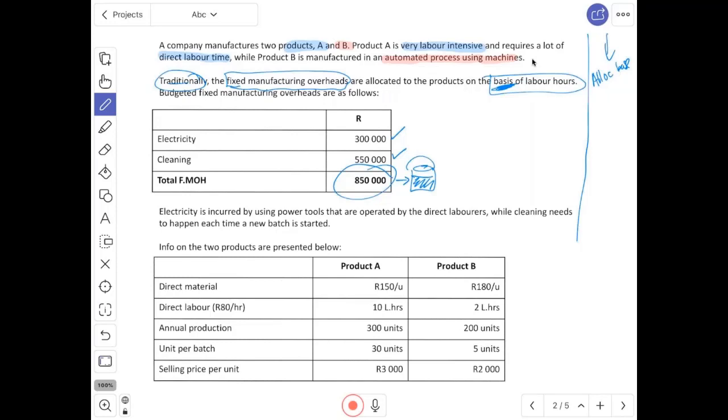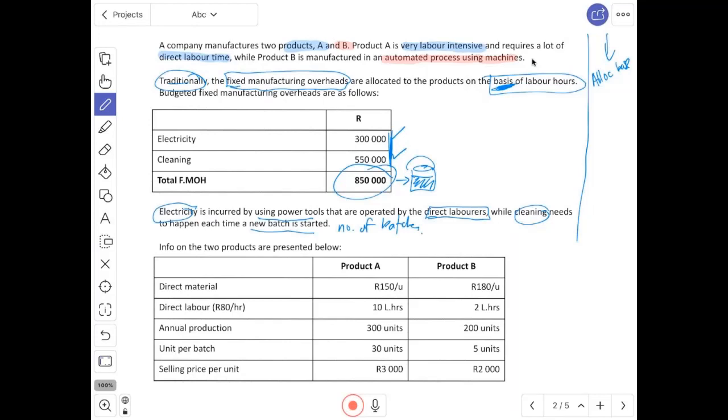Now let's read further. Electricity. So when we see this and we're going to do ABC, you need to find cost drivers. So look for the cost drivers as you read through the case study. Electricity is incurred by using power tools that are operated by direct laborers. So that's going to be our cost driver. If they don't give power tool hours, but they give labor hours, then that's the only thing we can use. And then cleaning needs to happen each time a new batch is started. So number of batches will be our cost driver. The more batches we have to start again, the more cleaning costs will be incurred.